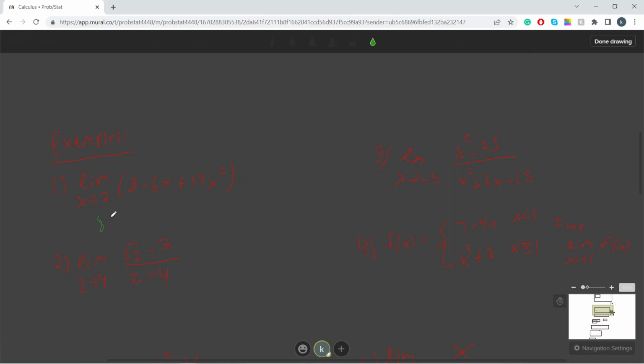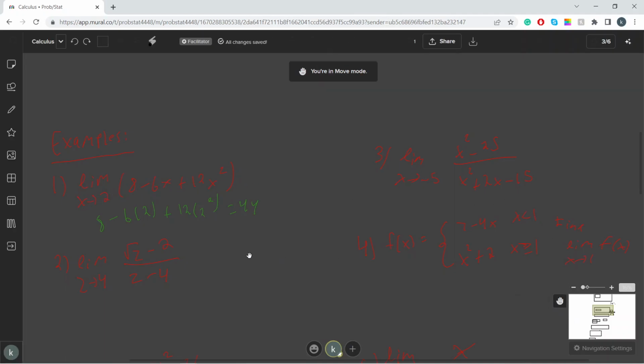So this will be 8 minus 6 times 2 plus 12 times 2 squared. So this will be 8 minus 12 plus 48, which will be negative 4 plus 48, which is 44. So this is just a direct substitution limit example. So number 1 is pretty straightforward. All right, let's go to problem 2.